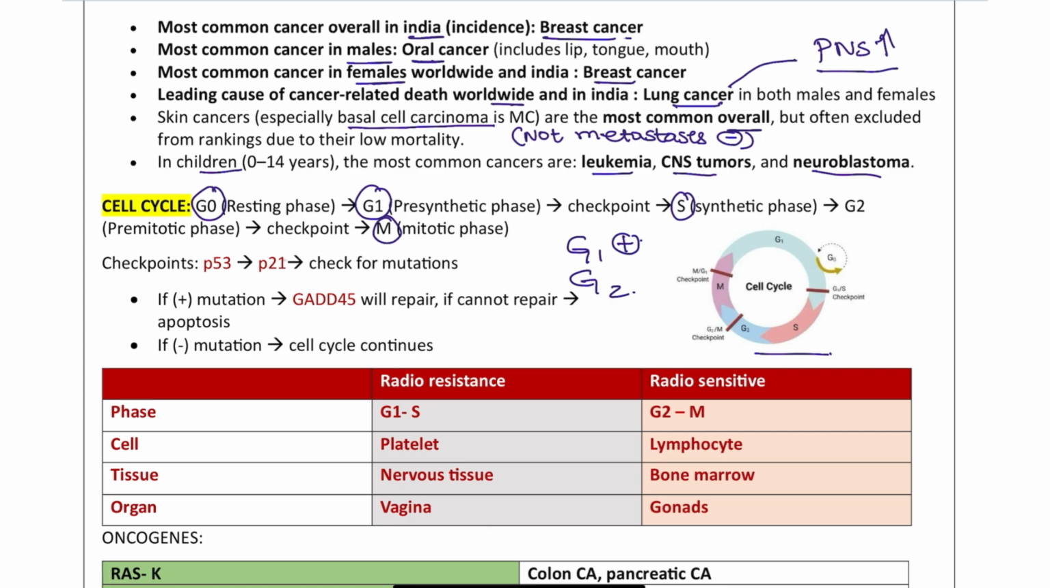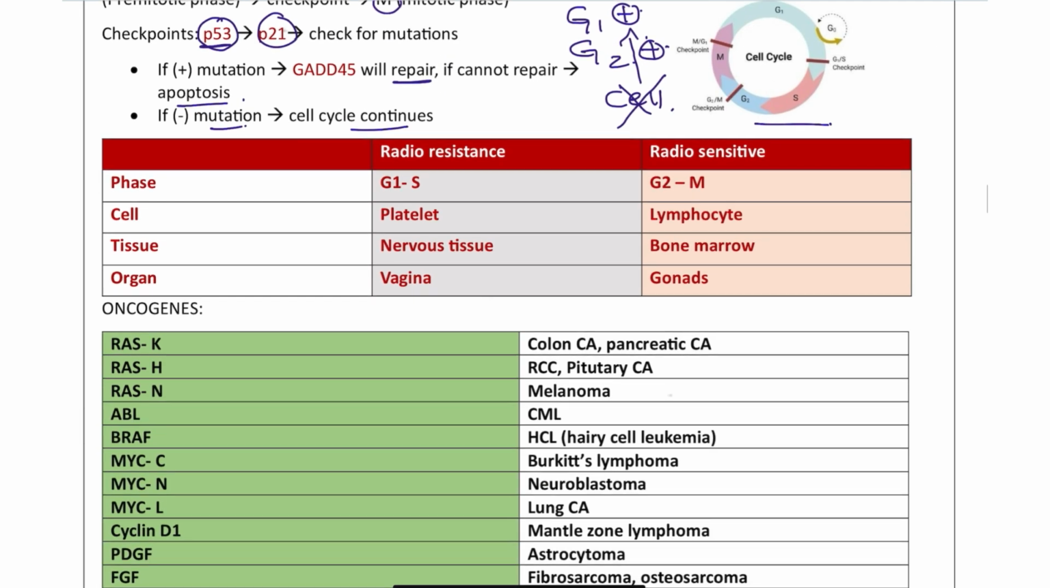And next, P53, P21 will be maintaining these checkpoints. If any cell is compromised and carrying a mutation, this P53 will kill this cell. That is what P53 is going to maintain. If there is a mutation, it will repair. If it cannot repair, it will go into apoptosis physiologically. If there is no mutation, the cell cycle will continue.